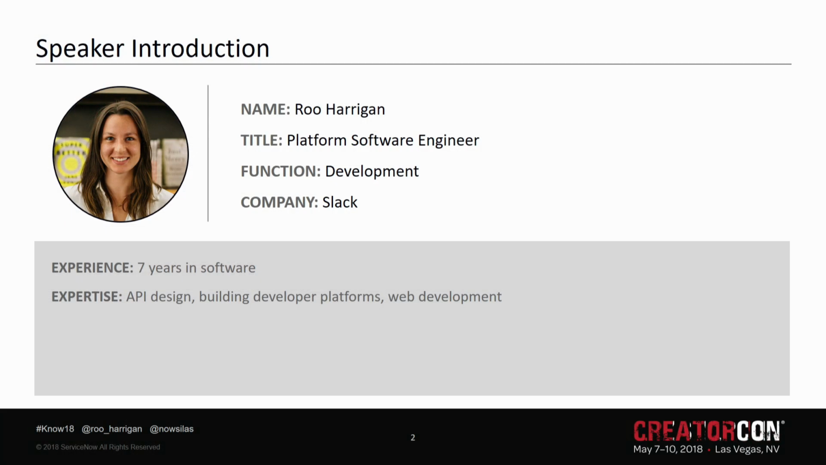My name is Roo Harrigan. I'm an engineer on the platform team at Slack. And right now I work on a team that is concerned with building tools to support developers creating rich interactive experiences in their apps in Slack.